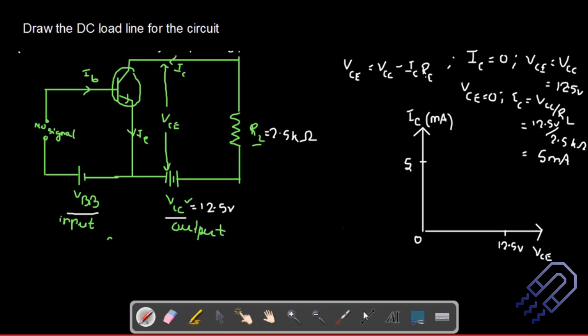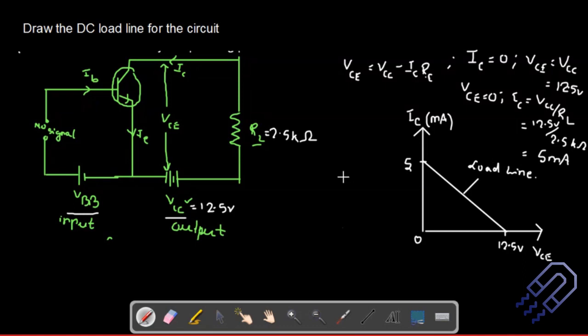Okay, and then if you want to draw the DC load line, what you're going to do is just take this, join it here. That's all. So this is your load line. Whenever you get these kind of questions, it probably will be just a 2 marks question. I will give you the circuit, and you are basically just supposed to draw the load line. So it should not be very complicated. This was a simple question.